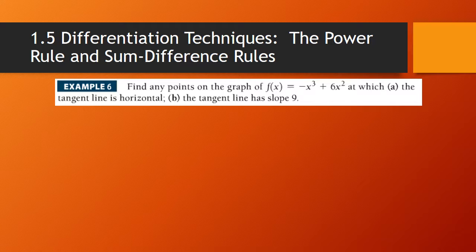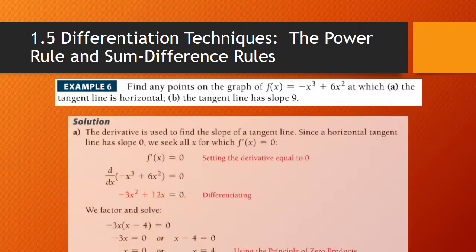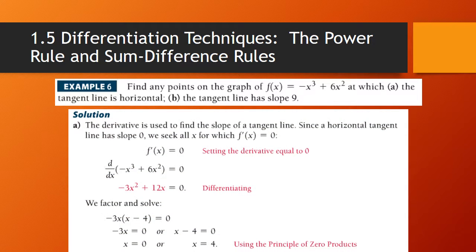Okay, now try this problem. Pause your recording, give this a try, and resume to check your answer. And do a little thinking on this one. Find any points on the graph for which the tangent line is horizontal. You have to think to yourself, what kind of slope does a horizontal line have? It has a slope of 0. So in other words, you want to find out where the derivative is equal to 0. So take the derivative, set it equal to 0, and solve.